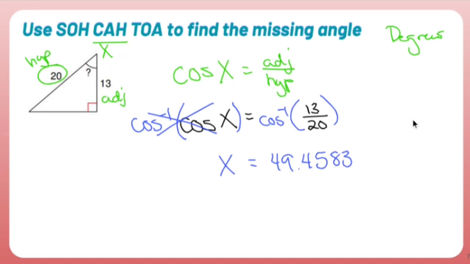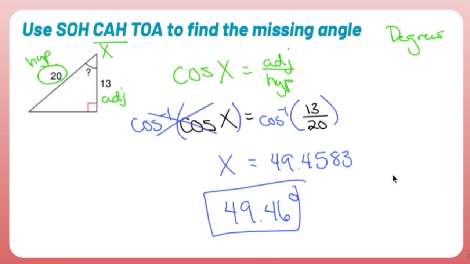Now, I'm not done yet for two reasons. First off, I never used X in the original problem. I created X, so I don't need X. Second, this is an angle, so I have to put degrees, and I am going to round this to 2 decimal places. So my final answer is going to be 49.46 degrees. That's my guy.